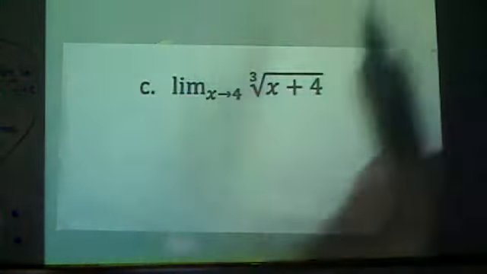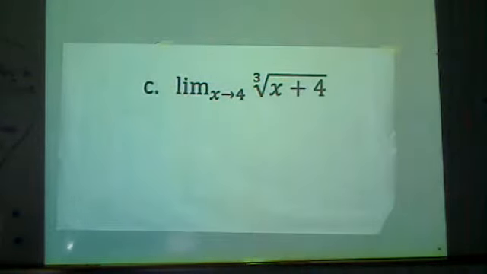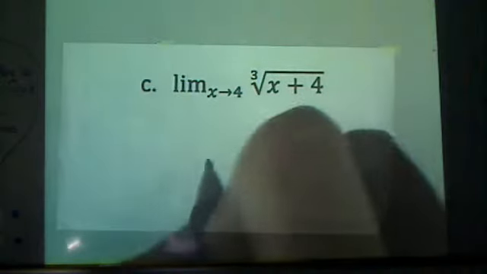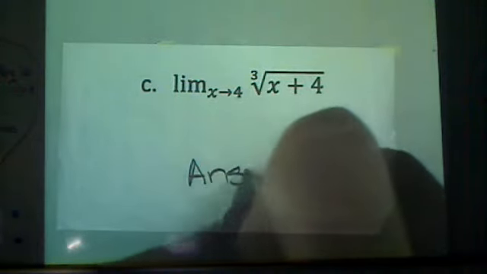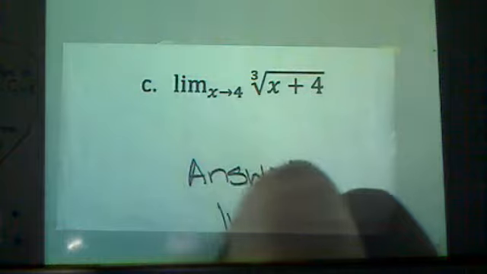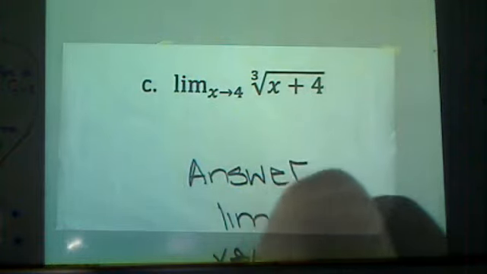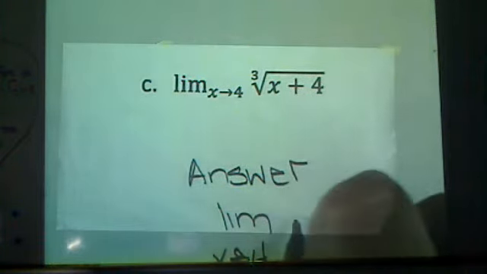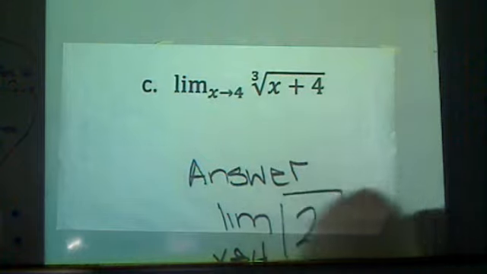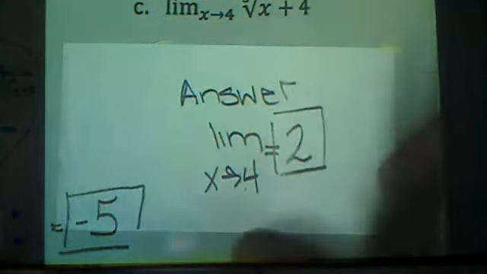I want you to try this third example on your own. I will give you the final answer, and you solve it yourself. So the limit as x approaches 4 for this particular problem is 2. Going to move on to the next page.